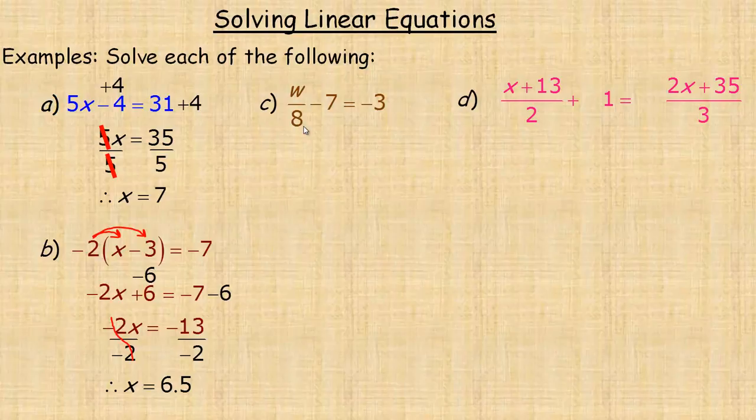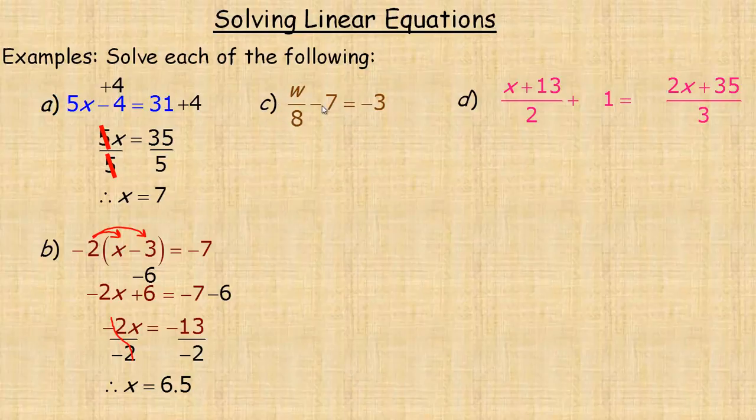Now C here. W over 8 minus 7 equals negative 3. So the last two have some fractions or fraction parts in them, and so this is actually a lot like the first two. If we've got a term with a variable in it, and then minus 7, and a number on the other side, it's very similar to A and B. I want to get the W over 8 alone, or isolated, first, so I want to get rid of the negative 7.